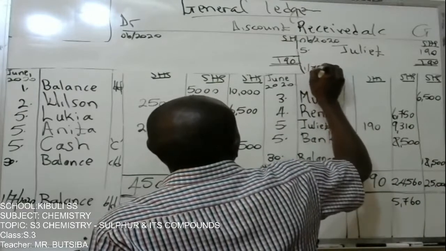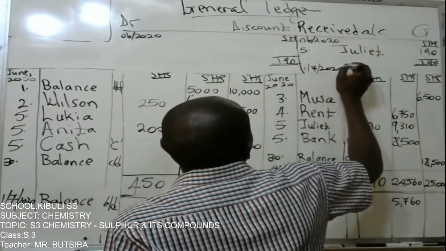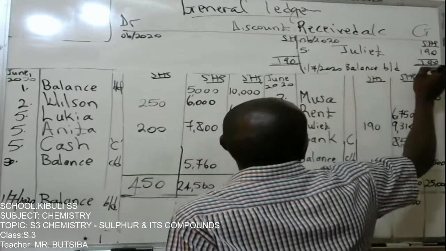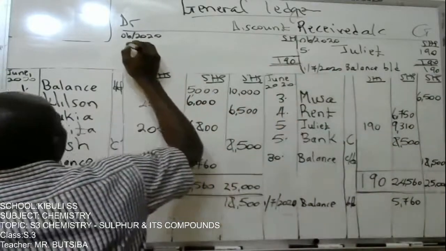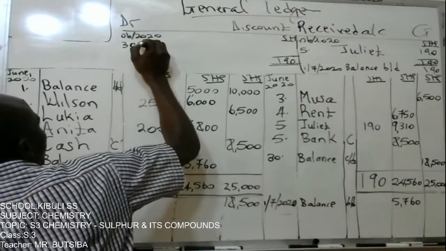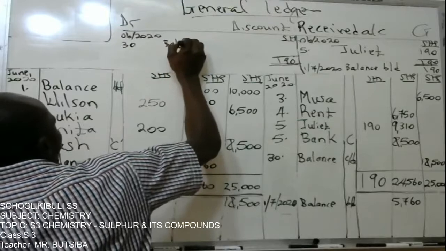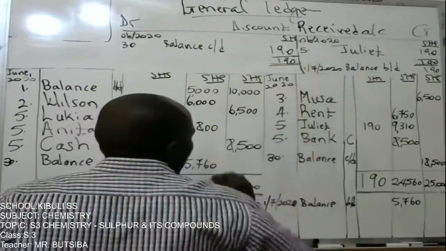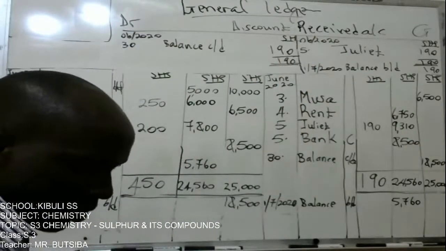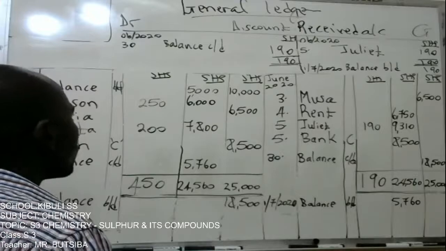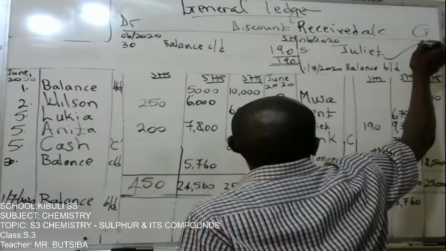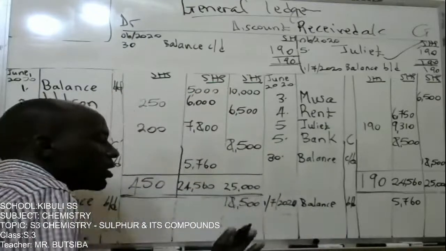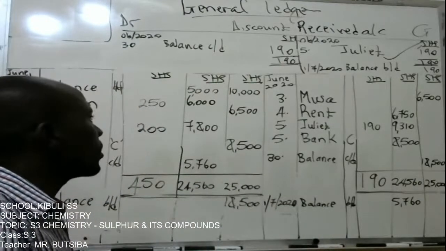So on 1st July 2020, balance brought down 190. Then 30th June, balance carried down 190. You have opened up your discount accounts. You don't miss out on such marks if someone is simply telling you to copy and just transfer somewhere. You just need to know the principles you follow when you are recording.